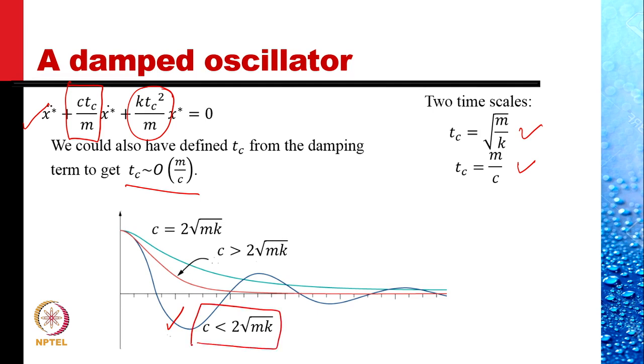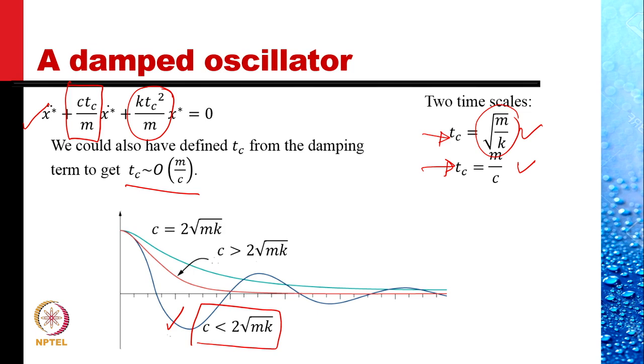This is the blue line, the variation of x star with t star when c is less than 2 under root mk. That is when this time is much more than this time. This is a shorter time, and we get these fluctuations of x star, the vibrations of the oscillator at the frequency that is suggested by under root m by k.